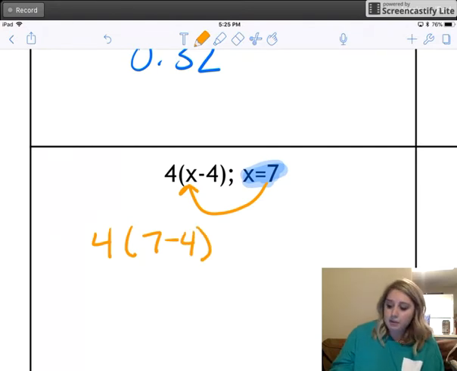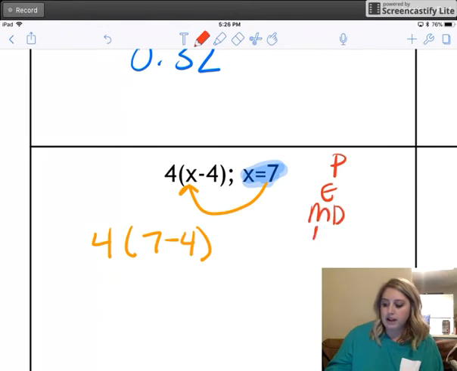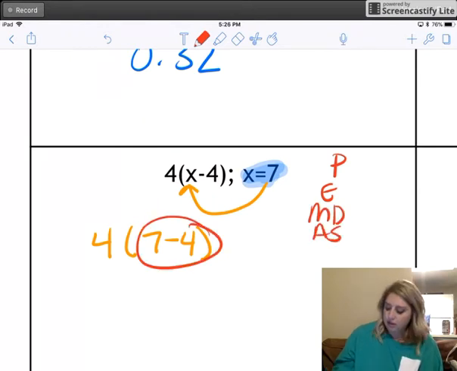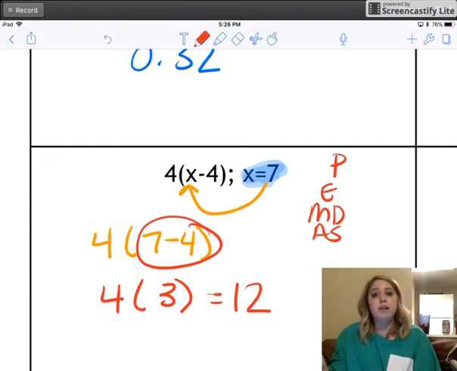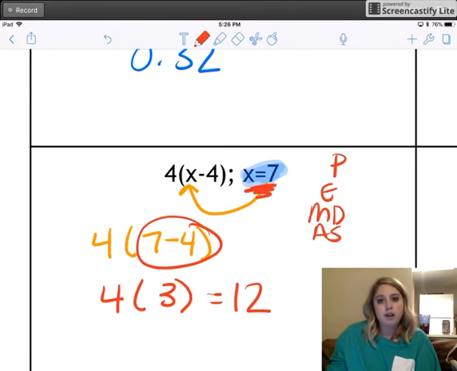Okay? Now remember PEMDAS: parentheses, exponents, multiply, divide, add, subtract. I'm going to do the parentheses first. So 4 times what? 7 minus 4: 7, 6, 5. It's 3. Now I take 4 times 3 and I get 12. So you just evaluated that expression when I told you that x was 7.